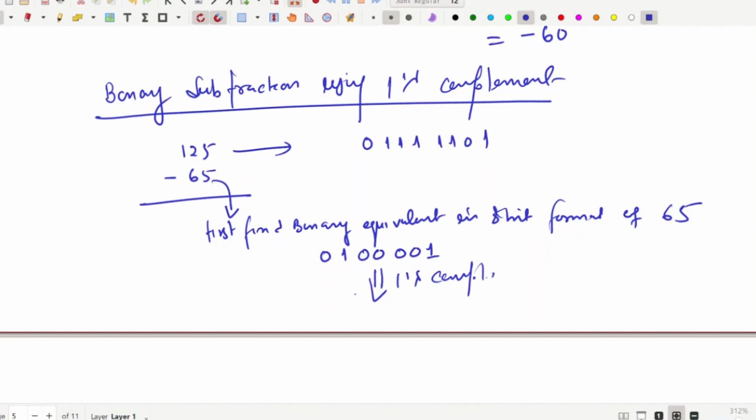So what is 1's complement? In 1's complement every 0 is replaced by 1 and every 1 is replaced by 0. This is 1 0 1 1 1 1 0. Then we simply add this number to the other number, 1 0 1 1 1 1.